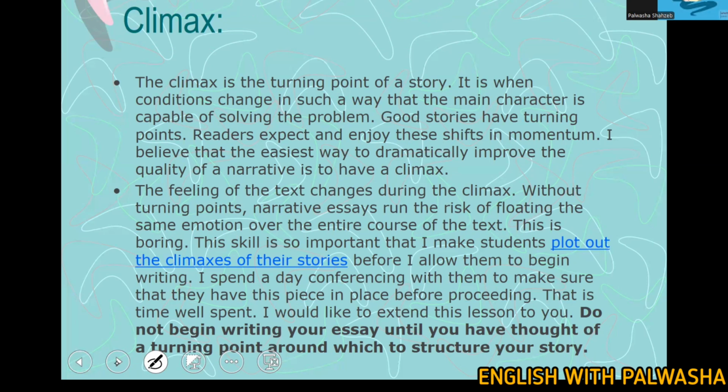Do not begin writing your essay until you have thought of a turning point around which to structure your story. Okay. So good stories have turning points. Readers expect and enjoy these shifts in the momentum. Okay. So please just read this whole slide to get a better understanding, right?